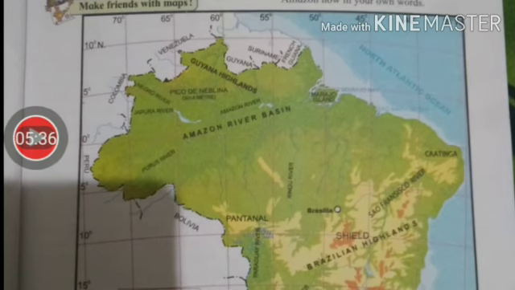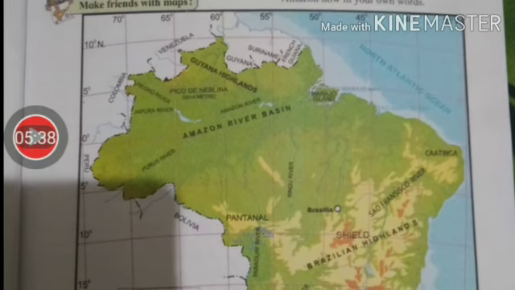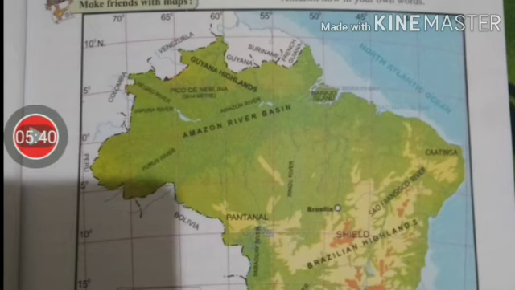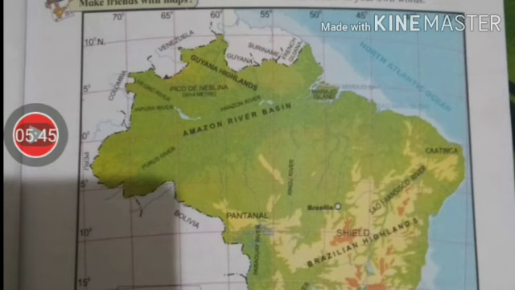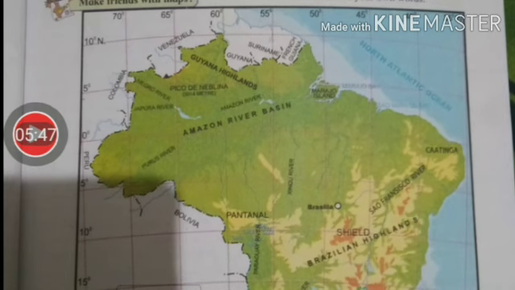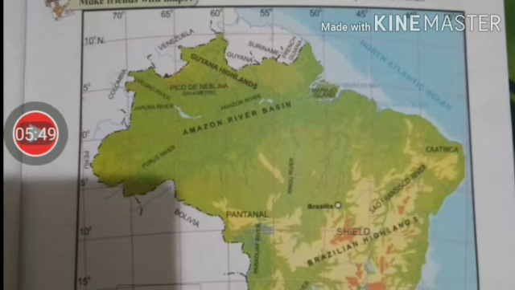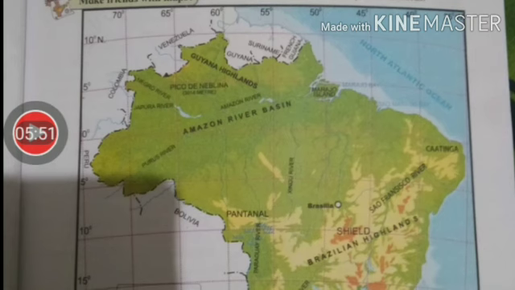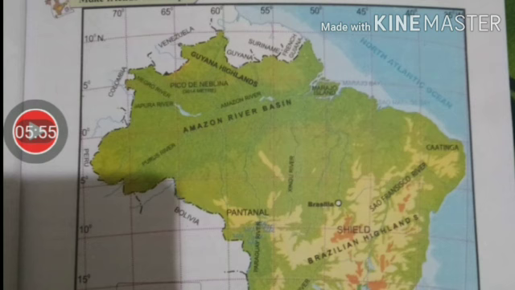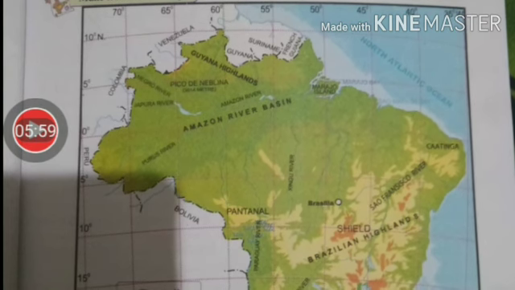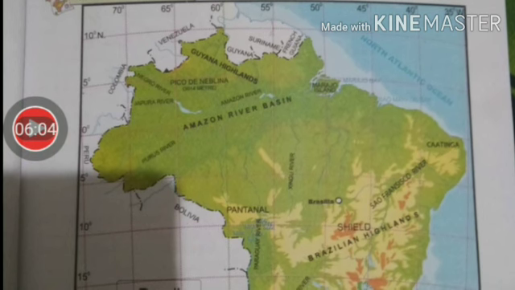Last one. Describe the plateau region with height of 200 to 500 meters through which tributaries of the Amazon flow, in your own words. The plateau region with height of 200 to 500 meters through which the tributaries of the Amazon flow is located between the Amazon river basin and the Brazilian Highlands. The Xingu river and other tributaries of the Amazon river flow from this region.